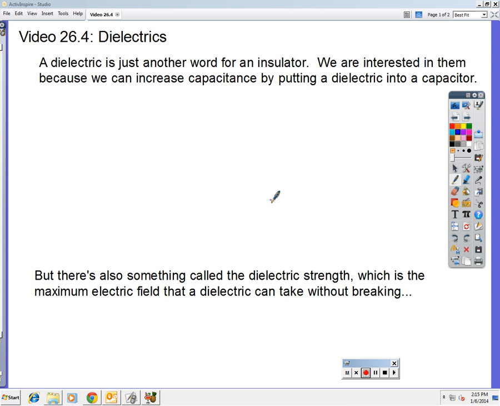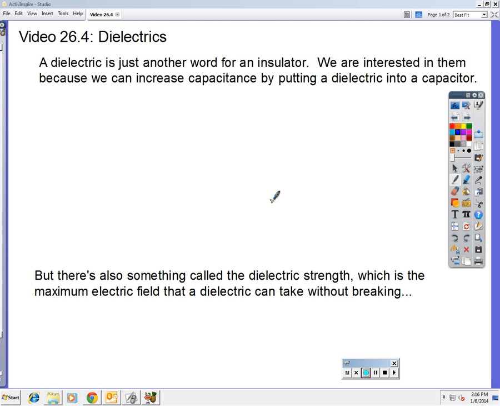Okay, this is video 26.4. We'll be looking at what happens when you put a dielectric in a capacitor. First, what is a dielectric? It turns out it's just a fancy word for an insulator. So anything that doesn't conduct electricity is a dielectric.